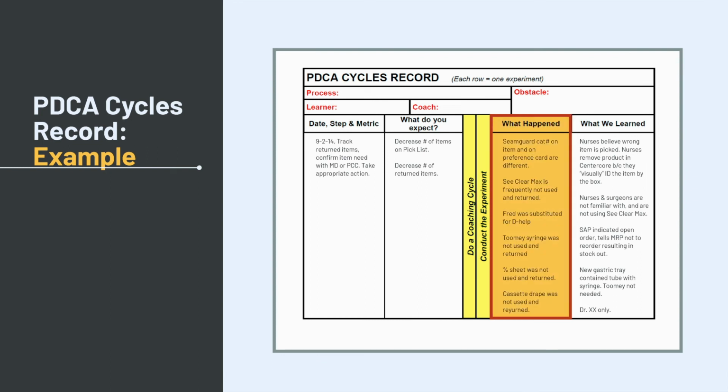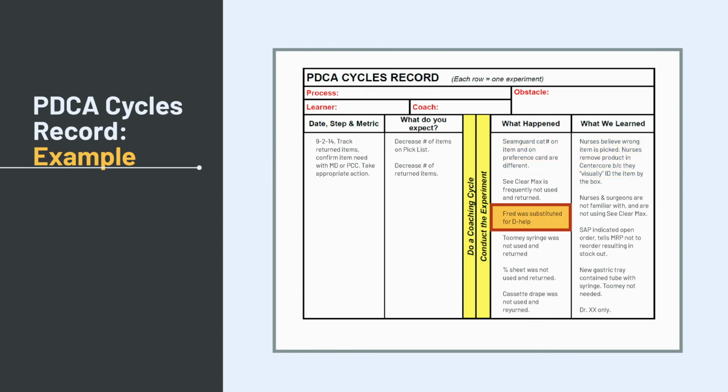As you can see here, the team identified a number of items that were frequently not used. In one case, neither the nursing team nor the surgeon even knew how or why an item was included on the pick list. In another case, they found that the item that was picked was incorrect. The catalog number on the pick list and the item were different, but the name of the item was the same, which opened up a completely new set of problems to investigate.